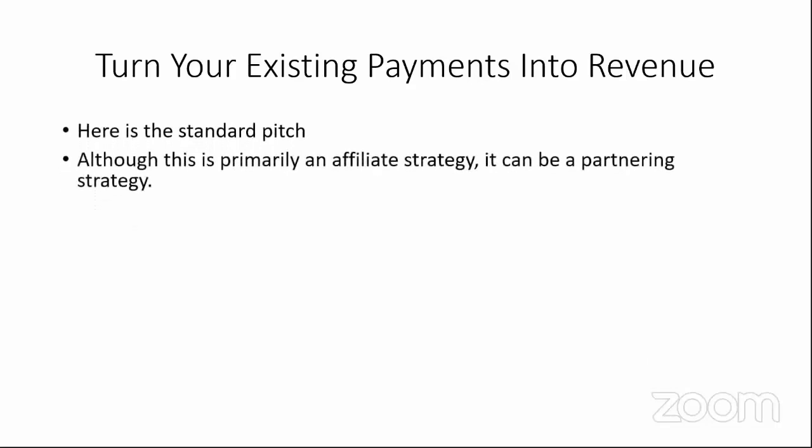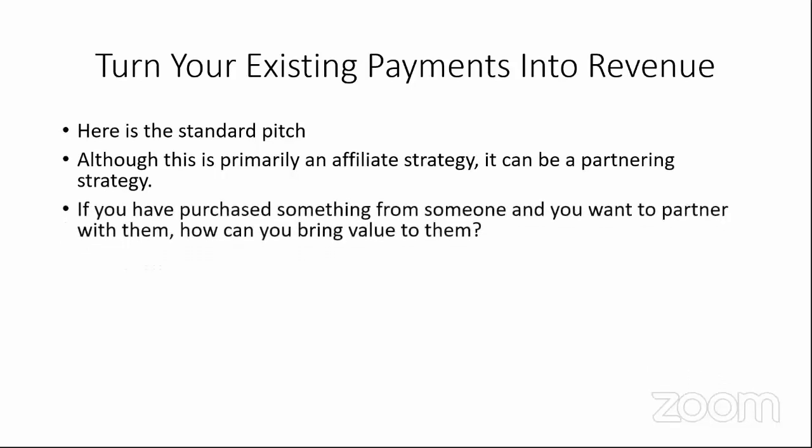So here's the standard pitch. Sometimes when you start talking about turning your payments into revenue, you are talking about an affiliate strategy, but if you purchase something from somebody, one of the things you can do to turn that purchase into more revenue is to partner with them, right? This is a little bit of a different way of thinking. Look for ways in which you can partner with somebody that you have purchased something from. Now, in many cases, that's not going to work. And you might think, well, man, nobody's going to want to partner with me just because I purchased something.